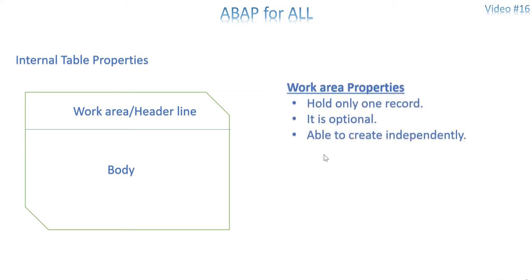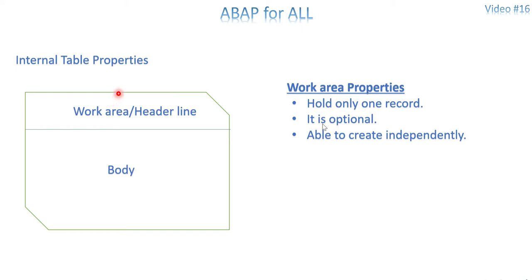So the properties which I explained already, it holds only one record and it is optional. It's not mandatory. You don't have to create an internal table along with the work area all the time. It's not required, and it is able to be created independently without a body. Also, you can create the body independently.